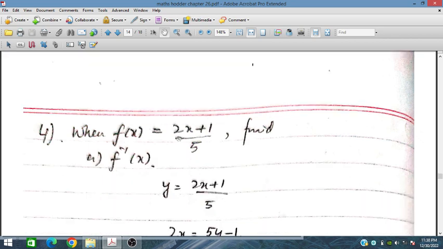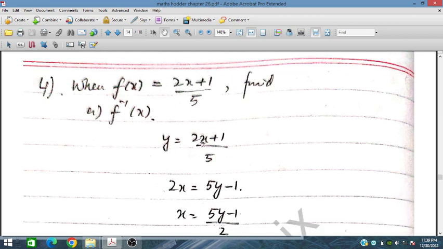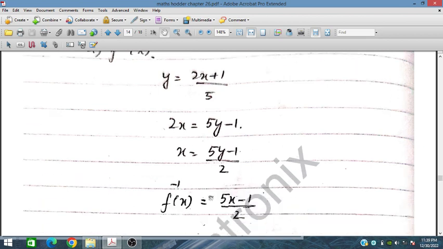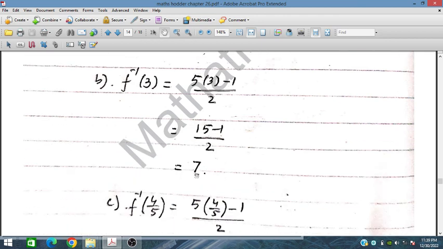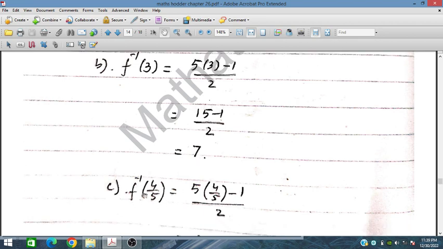Similarly, when f(x) is equal to (2x plus 1) divided by 5, find f inverse of x. So we place y is equal to (2x plus 1) upon 5. So 2x is equal to 5y minus 1. Divide by 2, and x is equal to this. So we write f inverse of x as (5x minus 1) upon 2. So this is the answer. For f inverse of 3, in place of x we write 3, and we have this answer.